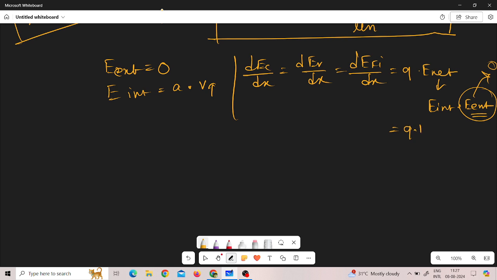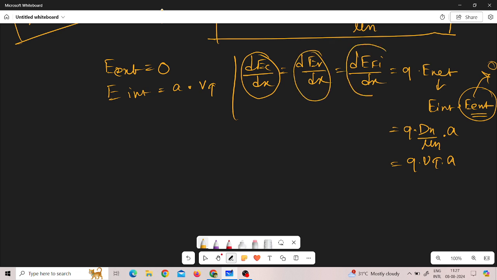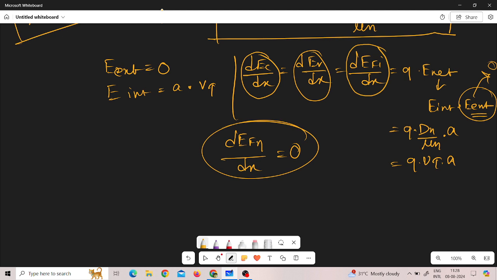Q dn mu n into A, or you can write this as Q Vt into A. So from this equation we can say that there will be bending in conduction band, valence band and intrinsic Fermi level, but as the external electric field is 0, there will be no bending in the extrinsic Fermi level. It will remain 0, so no current will flow.